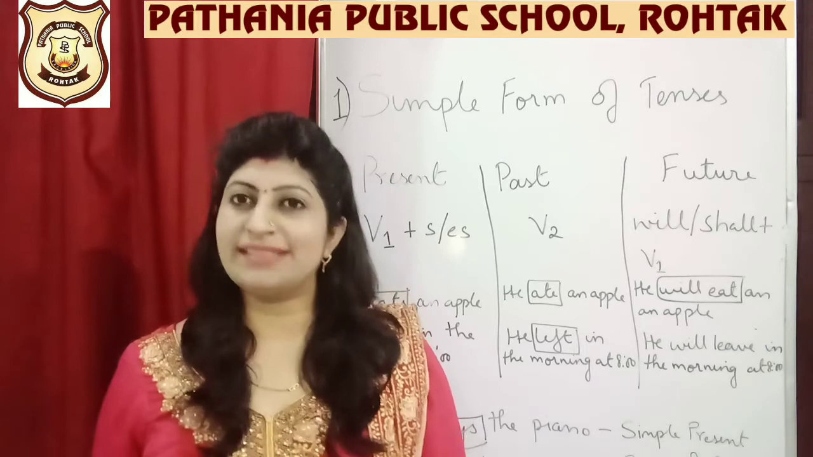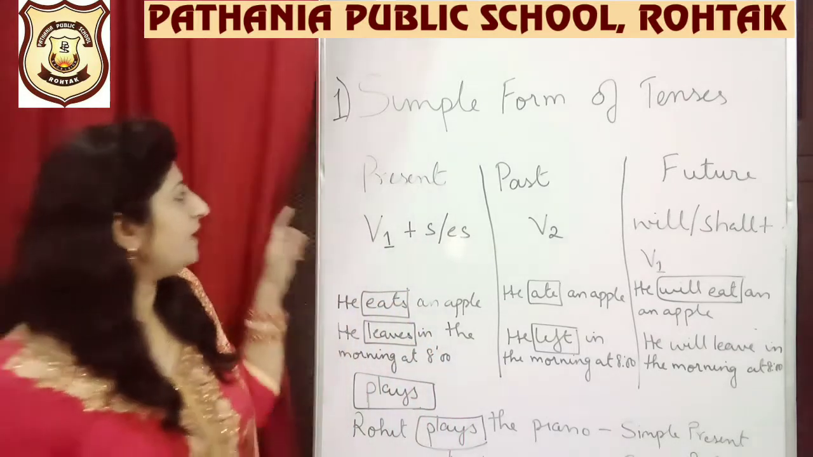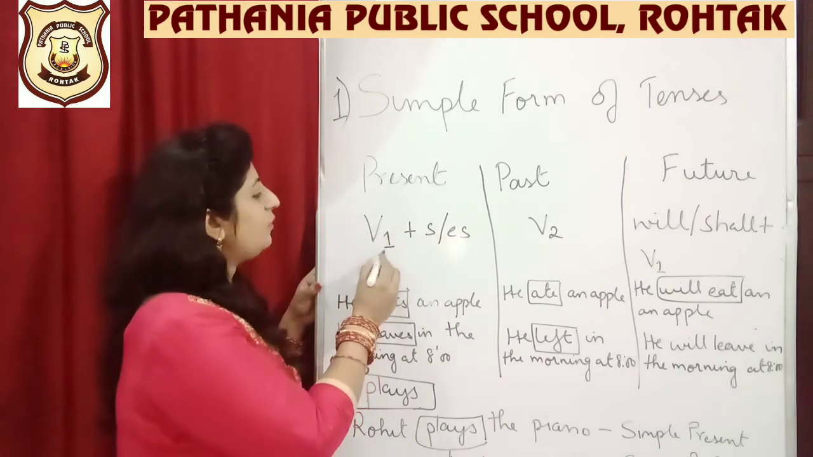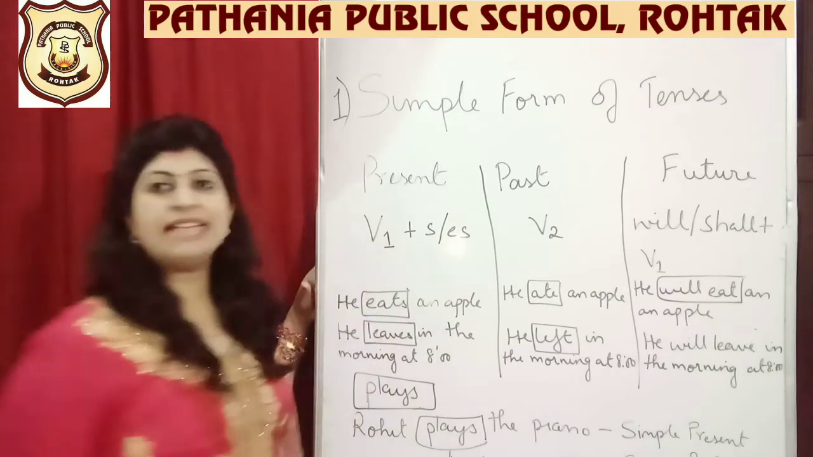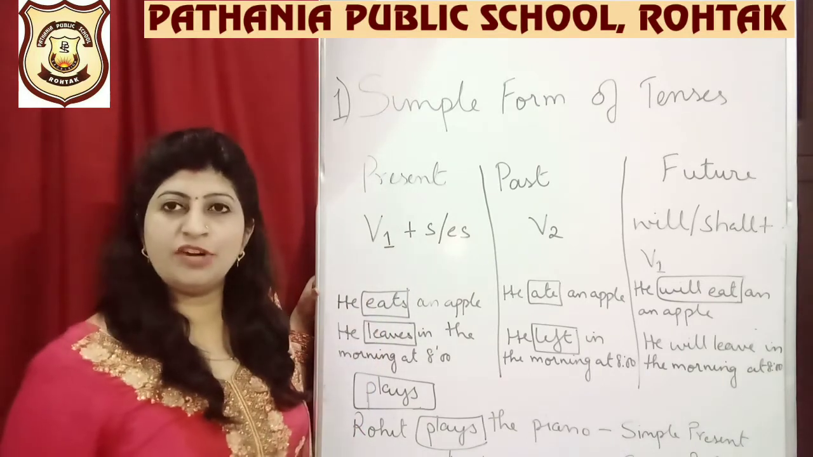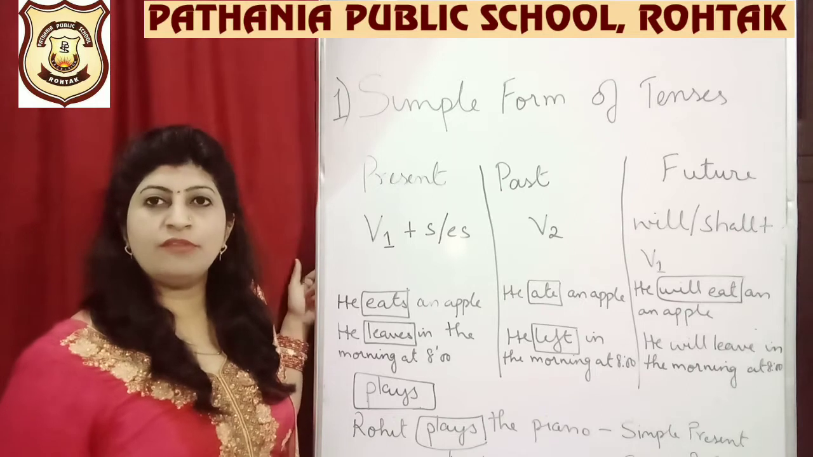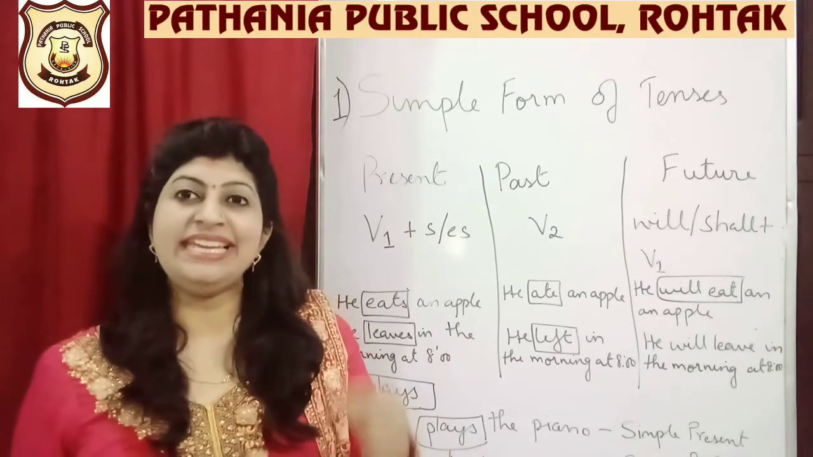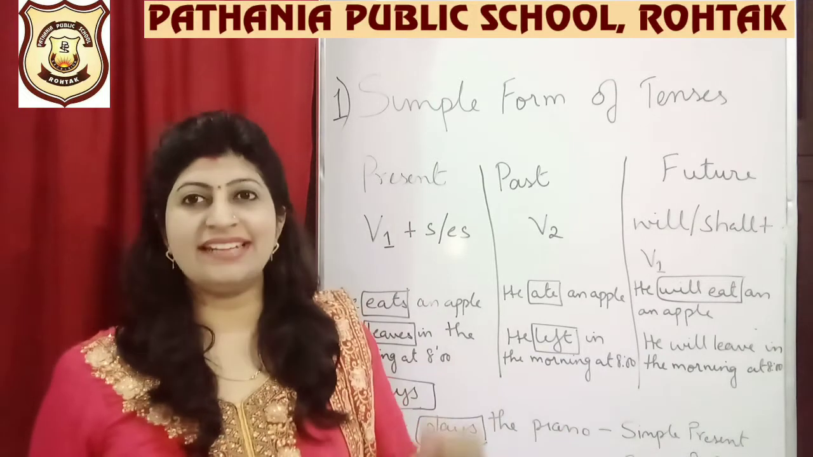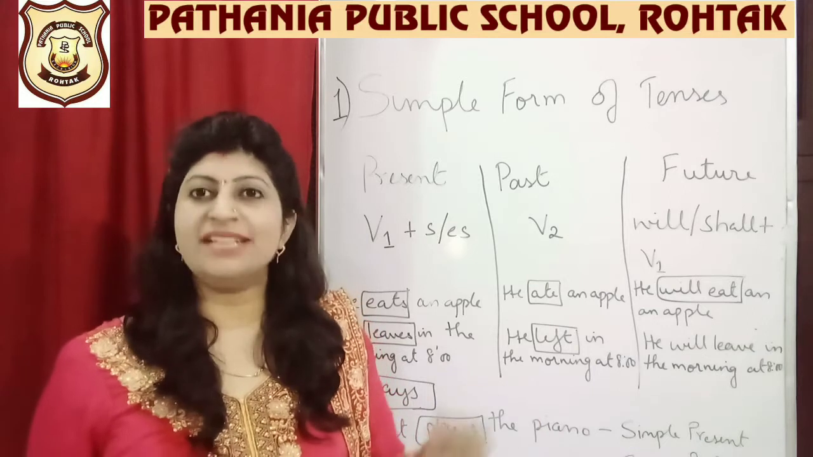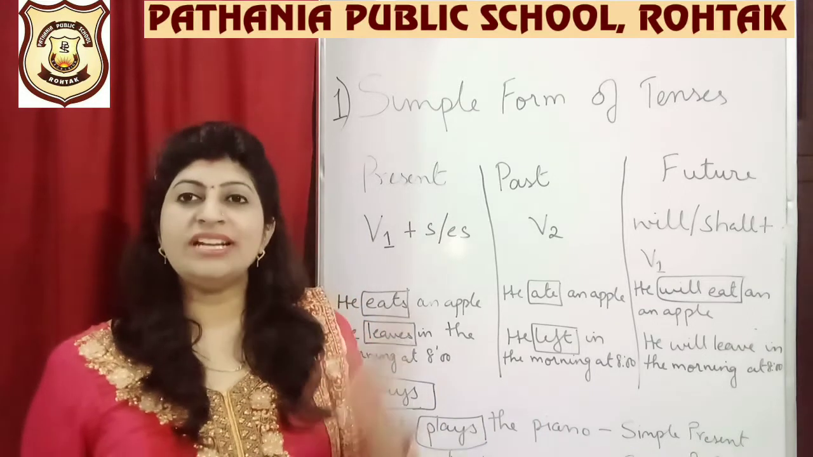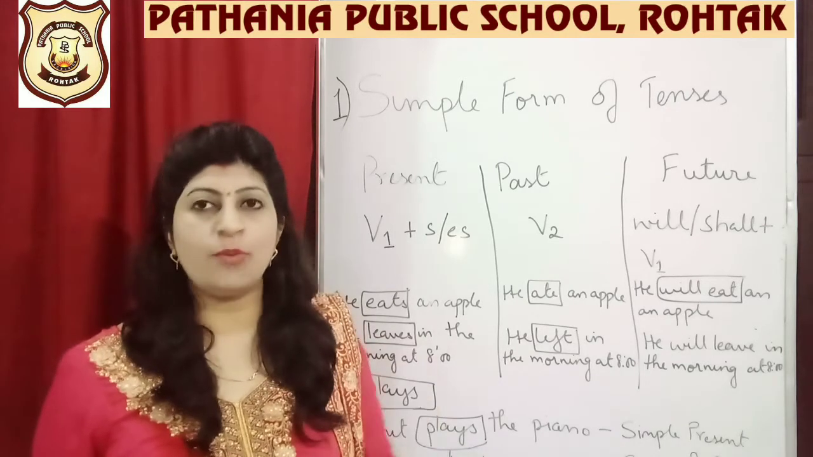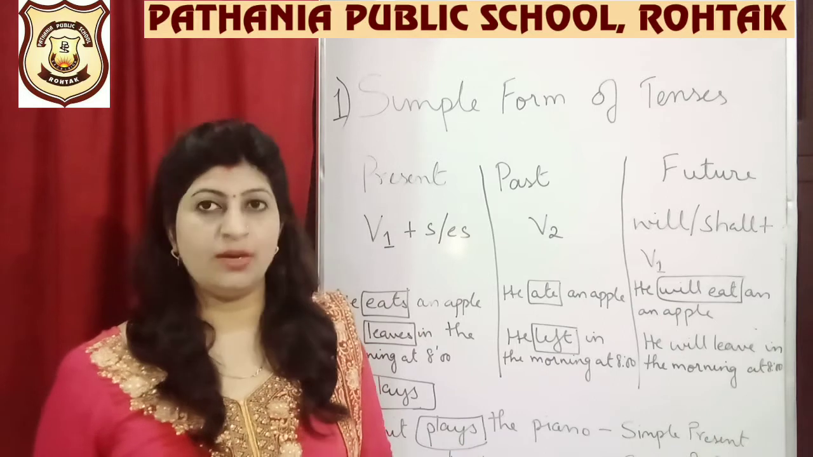Now let's come to the simple form. In the simple form, the rule goes like this. In the simple present tense, we use the verb one. That is the first form of the verb. When you studied the chapter of verbs, you had done the various forms of verbs, for example, eat, ate, eaten, drink, drank, drunk, play, played, played, etc. So what are these? These are verb forms. So the first column, the base form of the verb, is referred to as V1.